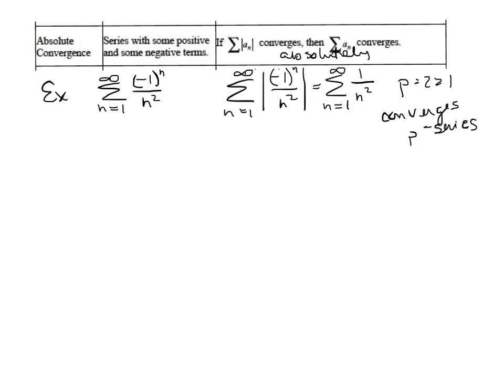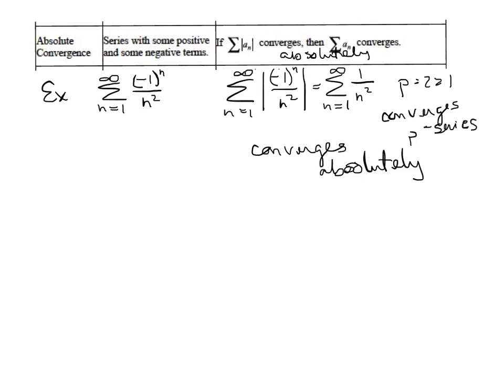So this one converges because it's a p-series, and it converges absolutely. So if we take the absolute value, it converges. So that means that the negative 1 to the n over n squared converges.